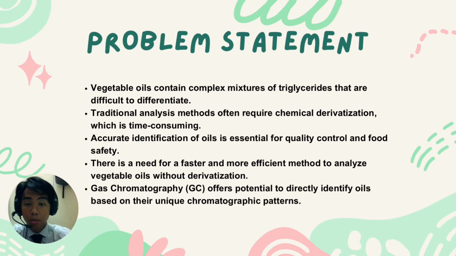Next, we will move to the problem statement and why this experiment is conducted. Vegetable oils are made up of complex triglycerides, and many of them look very similar chemically. This makes it hard to identify and differentiate them accurately. Traditionally, we need to do a process called derivatization before analysis, which takes extra time and effort. This can be inefficient, especially in industrial or commercial settings. Because of that, there is a need for a faster and more reliable method that can analyze oils without complicated preparation. So, in this study, we focus on using gas chromatography or GC as a direct method to identify and compare different vegetable oils based on their unique chromatographic pattern.